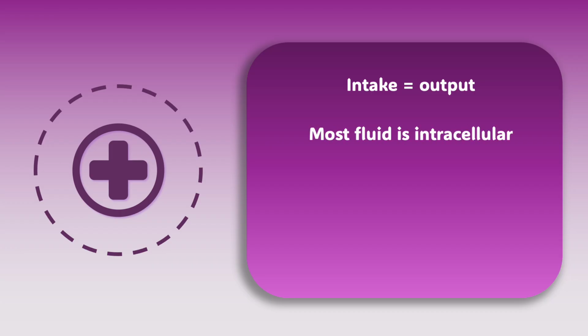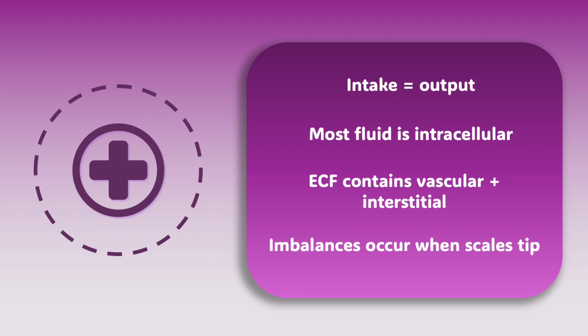Let's summarize what we've learned. Fluid balance means intake equals output. Most of the fluid found in the human body is considered in the intracellular space. The extracellular fluid is contained within the vascular space as well as those interstitial spaces. And when intake and output are unequal, these imbalances will start to develop. The foundation of fluid balance is very important, and hopefully, utilizing this information, this will help guide you through everything as we build even further.